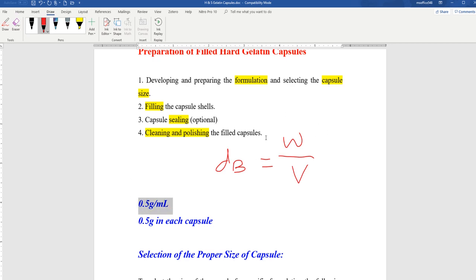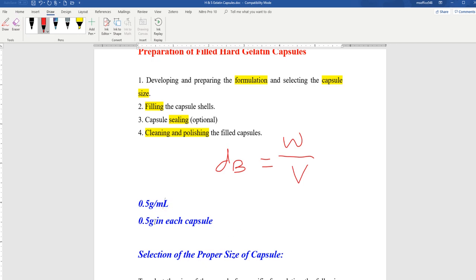How did you get this bulk density? As I said, you took 50 gram, you put it in a measuring cylinder, you tap, at the end, the 50 gram occupied, let's say, 100 ml. So 50 divided by 100 gives 0.5 gram per ml, which means each 0.5 gram from the formulation will occupy a volume of 1 ml. Each 0.5 gram will occupy 1 ml.